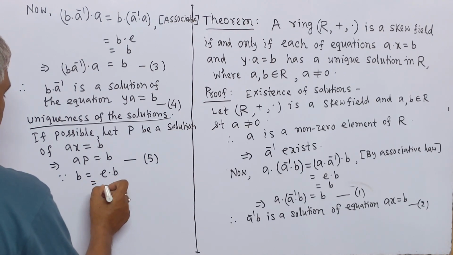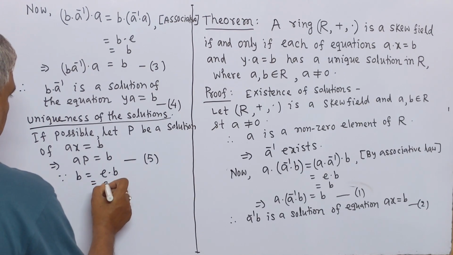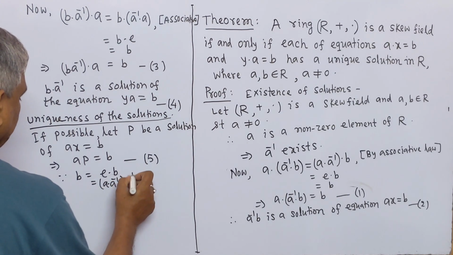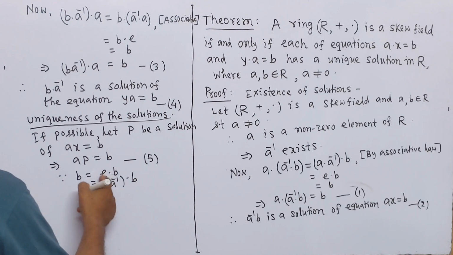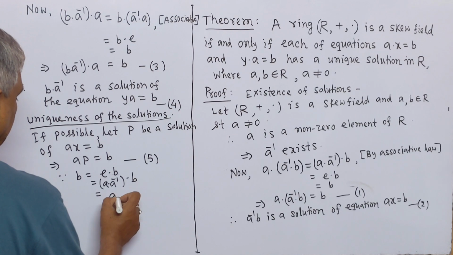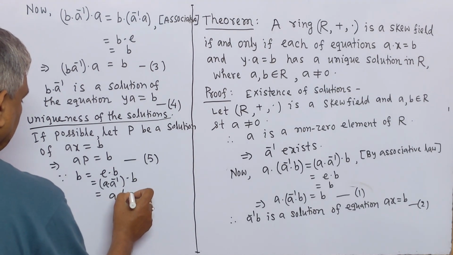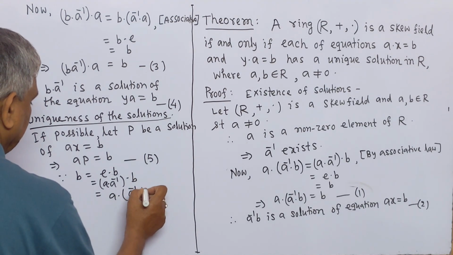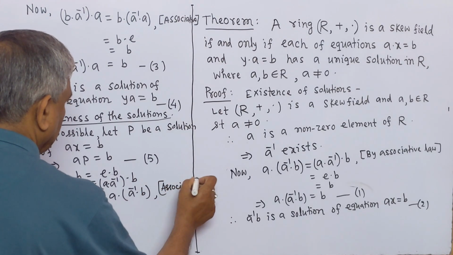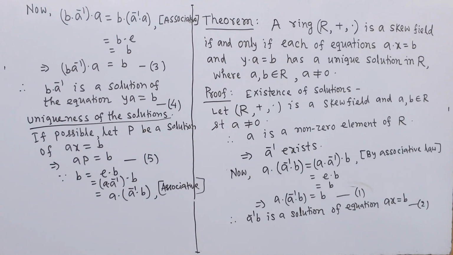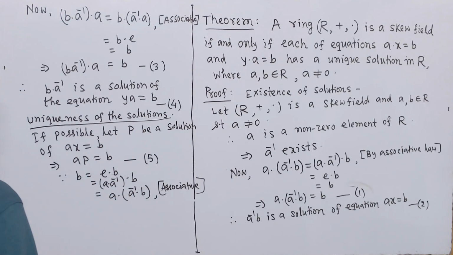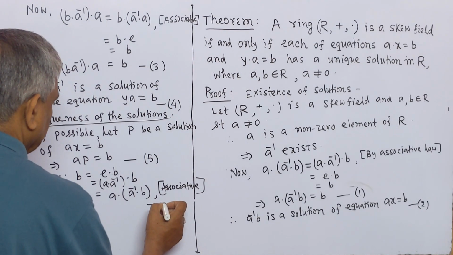and this equal to a inverse multiply b, a inverse equal to identity element, and this equal to a multiply a inverse b, associative law. Since R is a skew field, so associative law holds. This is number 6.